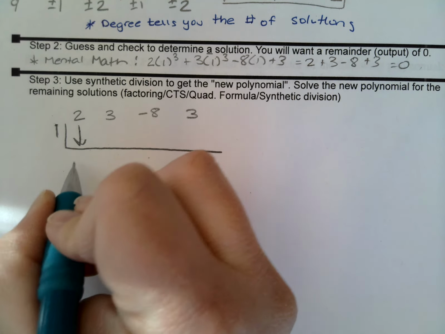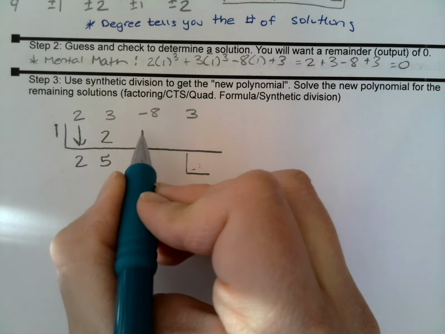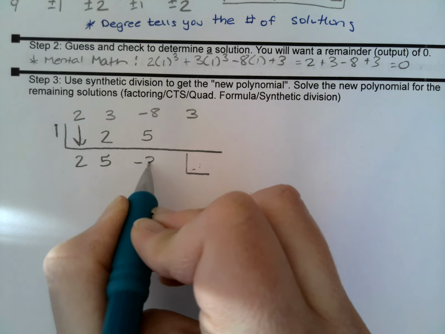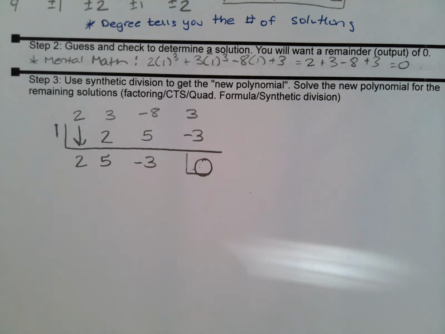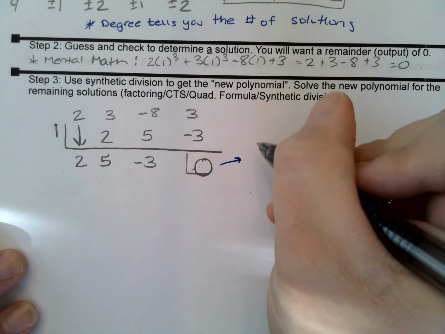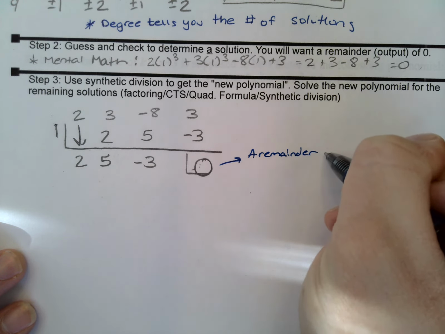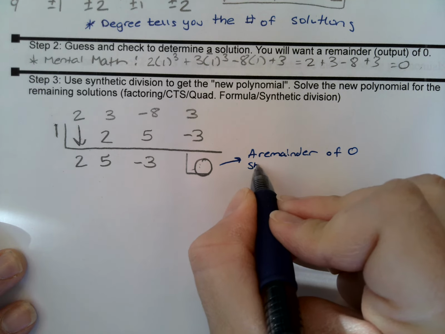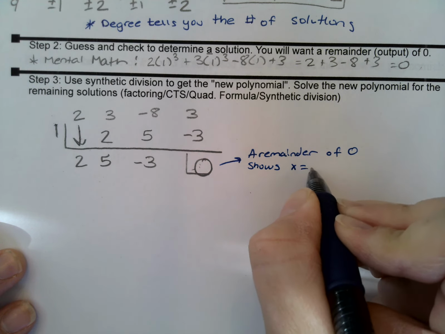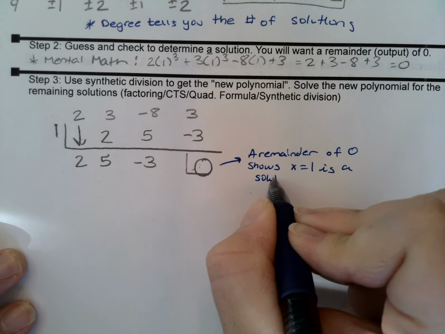First thing I do is drop my 2, multiply, add, multiply, add, multiply, boom. Because I got that 0, that tells me a remainder of 0, which shows x equals 1 is a solution.